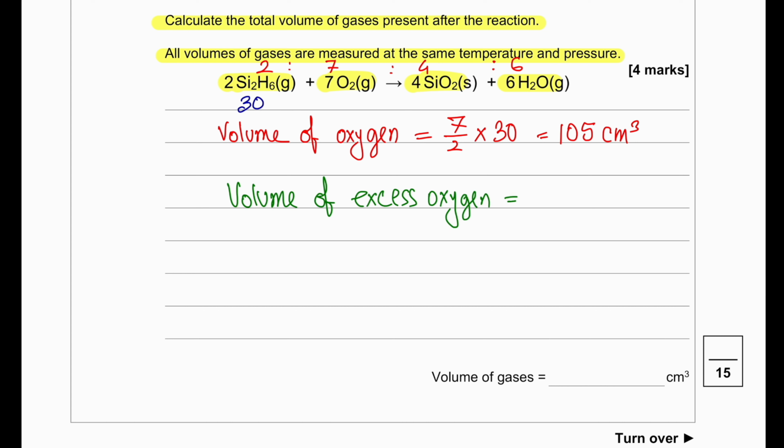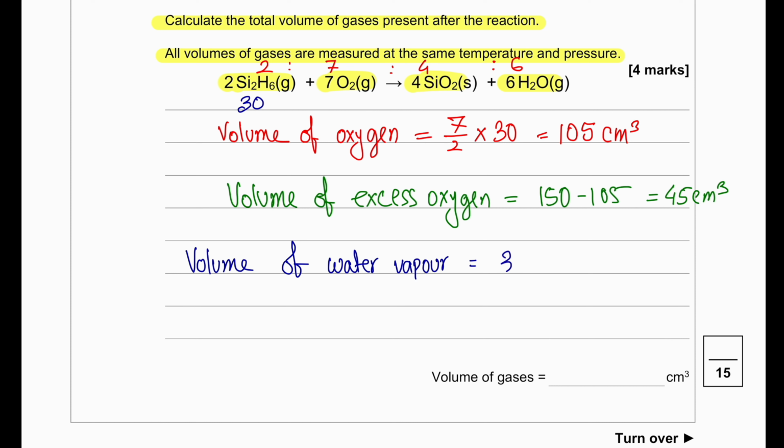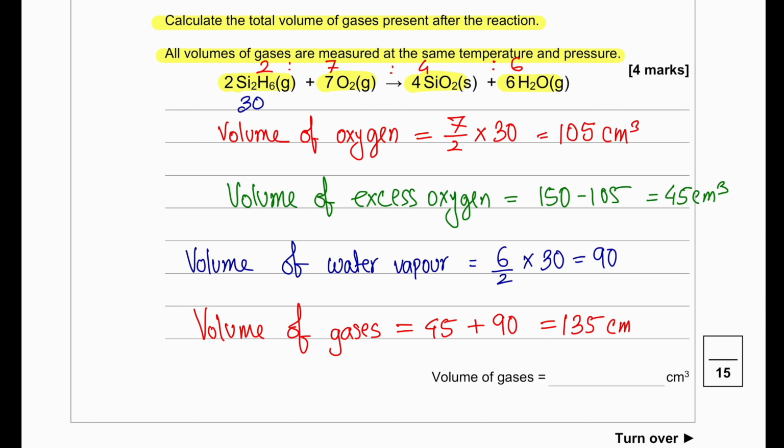And once we do that, we can also calculate the volume of water vapor. Once we calculate the volume of water vapor, we can then add the volume of excess oxygen plus the water vapor, and then we will get the volume of gases at the end of the reaction.